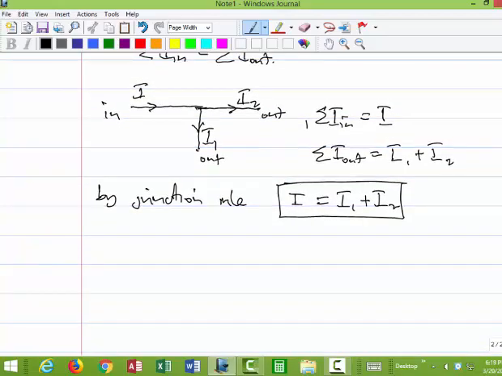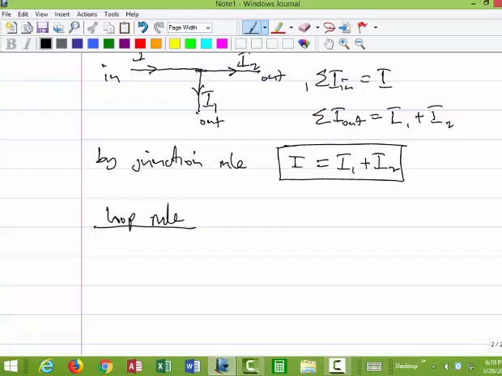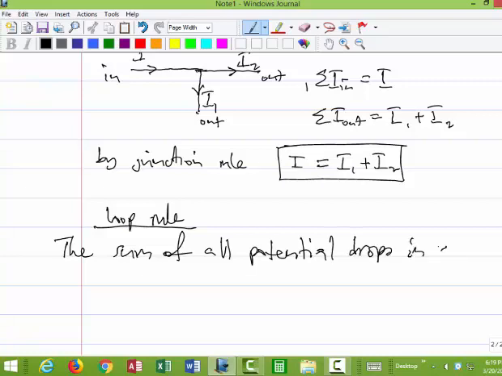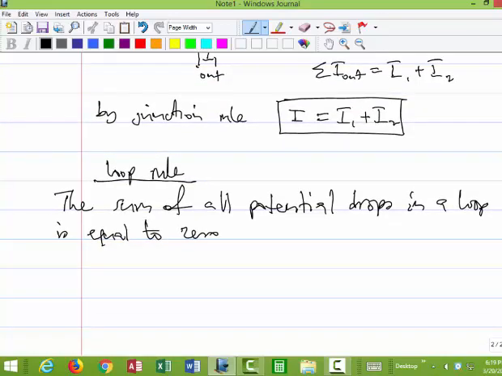All right. And then we can look also next at the loop rule. So the loop rule just tells us that the sum of all potential drops in the loop is equal to 0. So the sum of all potential drops or differences. Suppose we have a loop, I'll show you in a minute. Suppose we have elements like this in a loop, like that. So this element has potential drop 1, potential drop 2, potential drop 3.